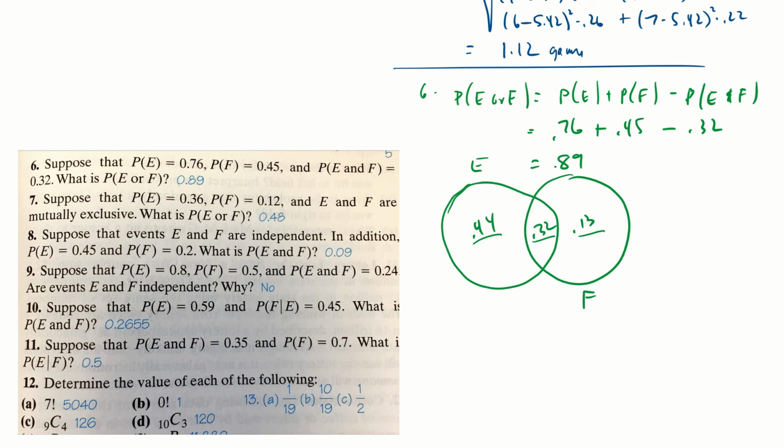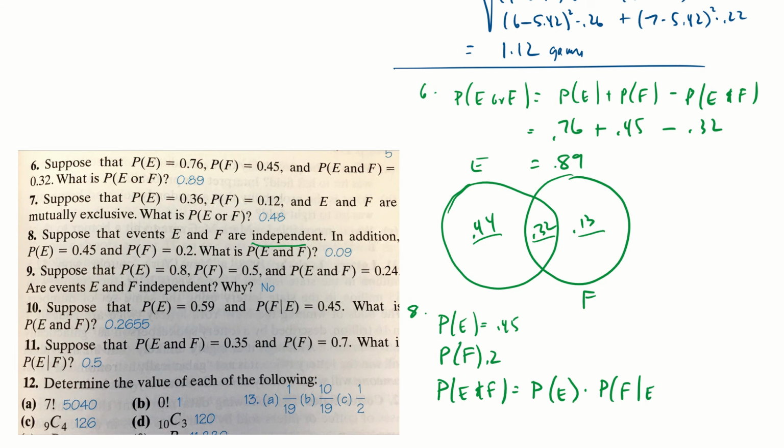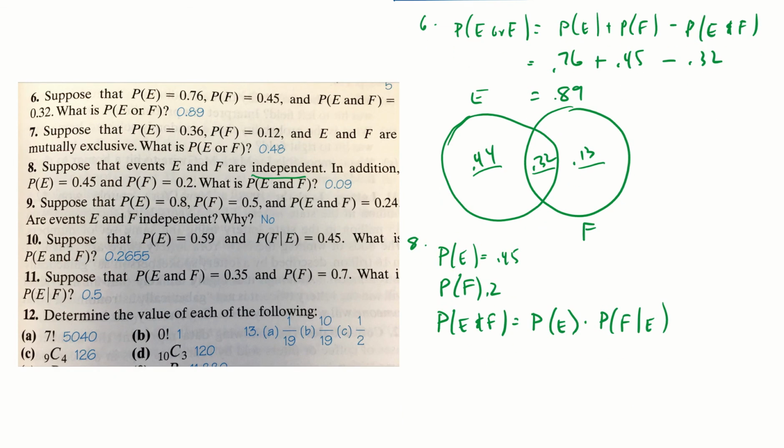All right. I'm not sure what problems I assigned you. Let me check. Okay, number 8. Double check there. Suppose E and F are independent, and we know the probability of E is 0.45 and the probability of F is 0.2. What is the probability of E and F? Well, if they are independent, that means one does not affect the other. Normally this is the probability of E times the probability of F given that E occurred. But since they're independent, it doesn't matter that E occurred, it's just the probability of F.